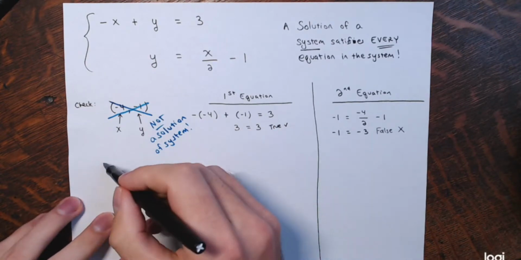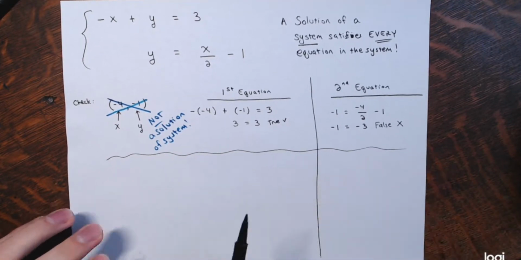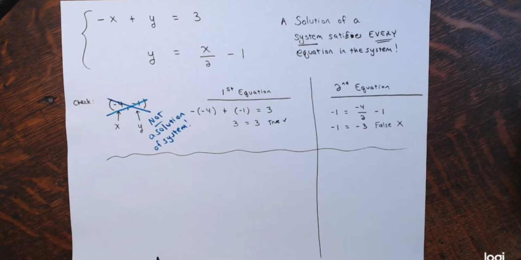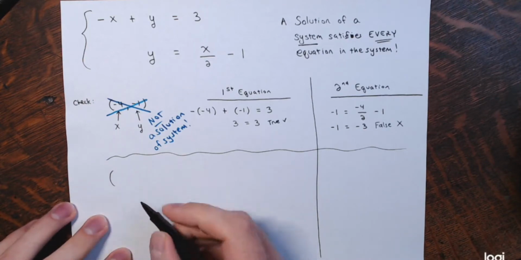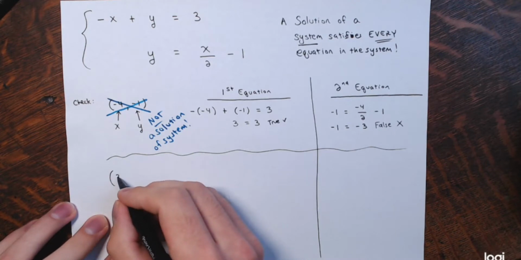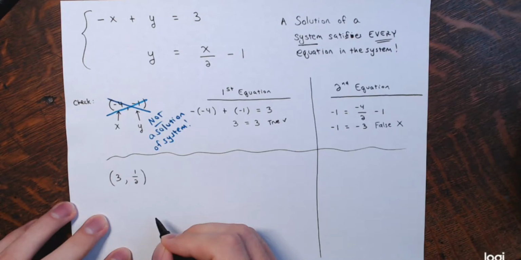Okay, the next one. And again, we're just going to keep going until we find the correct answer. It says select the correct answer below, so only one of these should be working. The next ordered pair we're given is 3 for x and 1/2 for y.